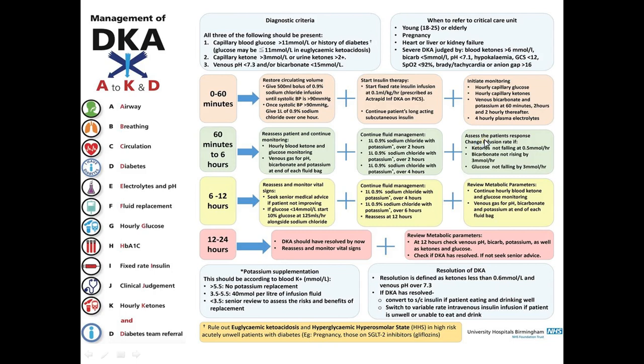You have to assess the patient, check whether the ketones are falling and the bicarbonate is rising. Ketones should fall. You change the rate of infusion if the ketones are not falling at the rate of 0.5 millimoles per hour, and bicarb is not rising by 3 millimoles per hour, and glucose is not falling by 3 millimoles per hour.